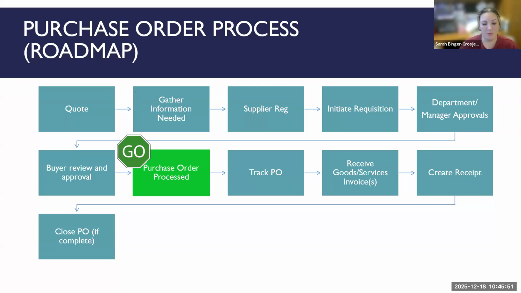Then it moves on to you being able to track when that's been issued, which it gets issued every night in a mass issuance. Then once you receive the goods or services, you create that receipt. It routes to AP, where you have to have the invoice attached. And then if it's been fully receipted and paid, Workday automatically closes it.